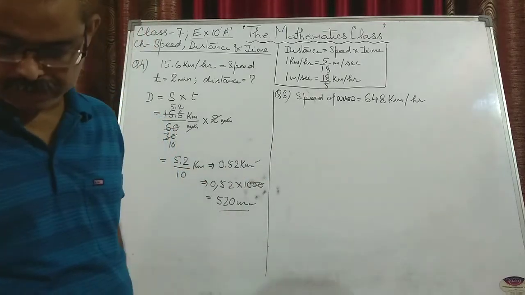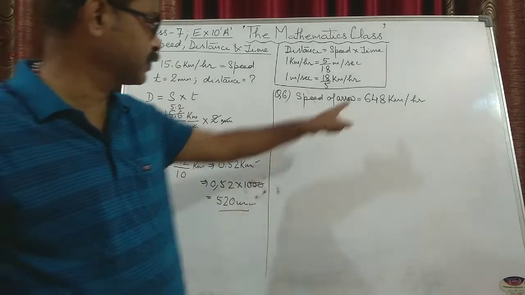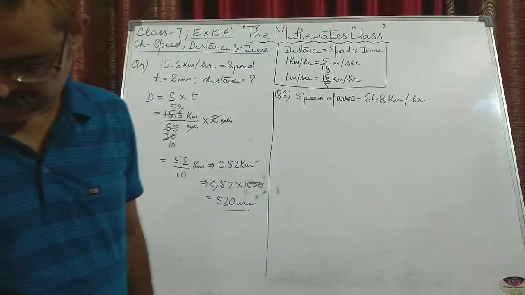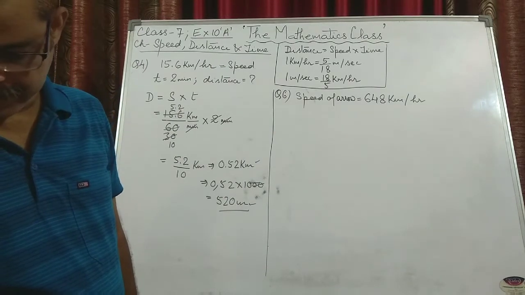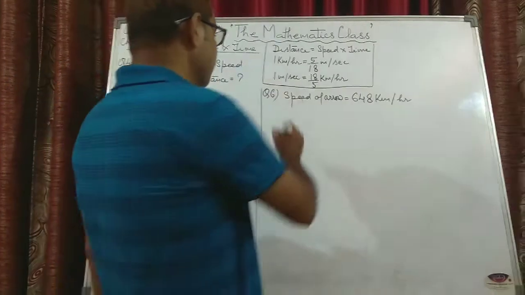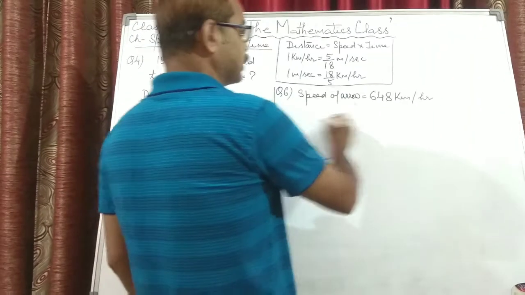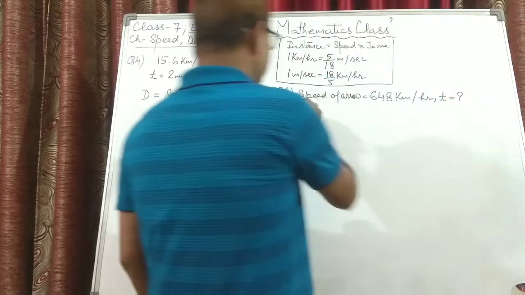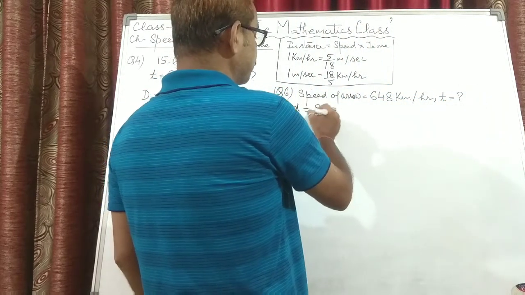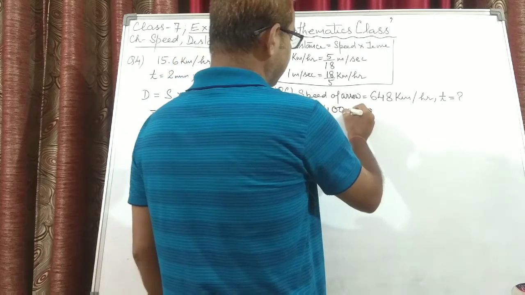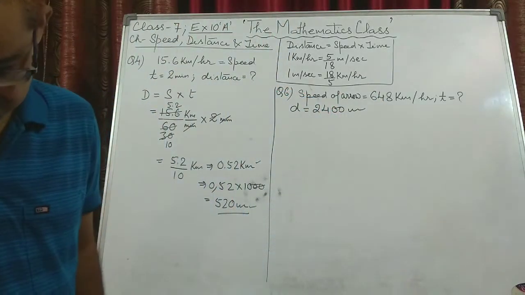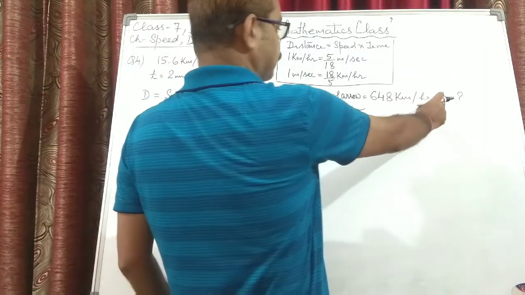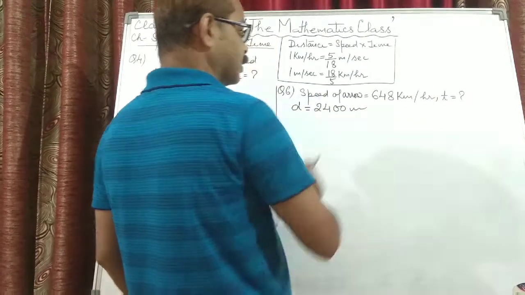Now next question is question number 6. So I have written the part of the question. They say an arrow can travel at a speed of 648 km per hour. So I have written speed of arrow is 648 km per hour. Then they say how long does the arrow take to travel a distance of 2400 meters. Now we have to find the time taken by the arrow to travel. Distance is given, 2400 meters.